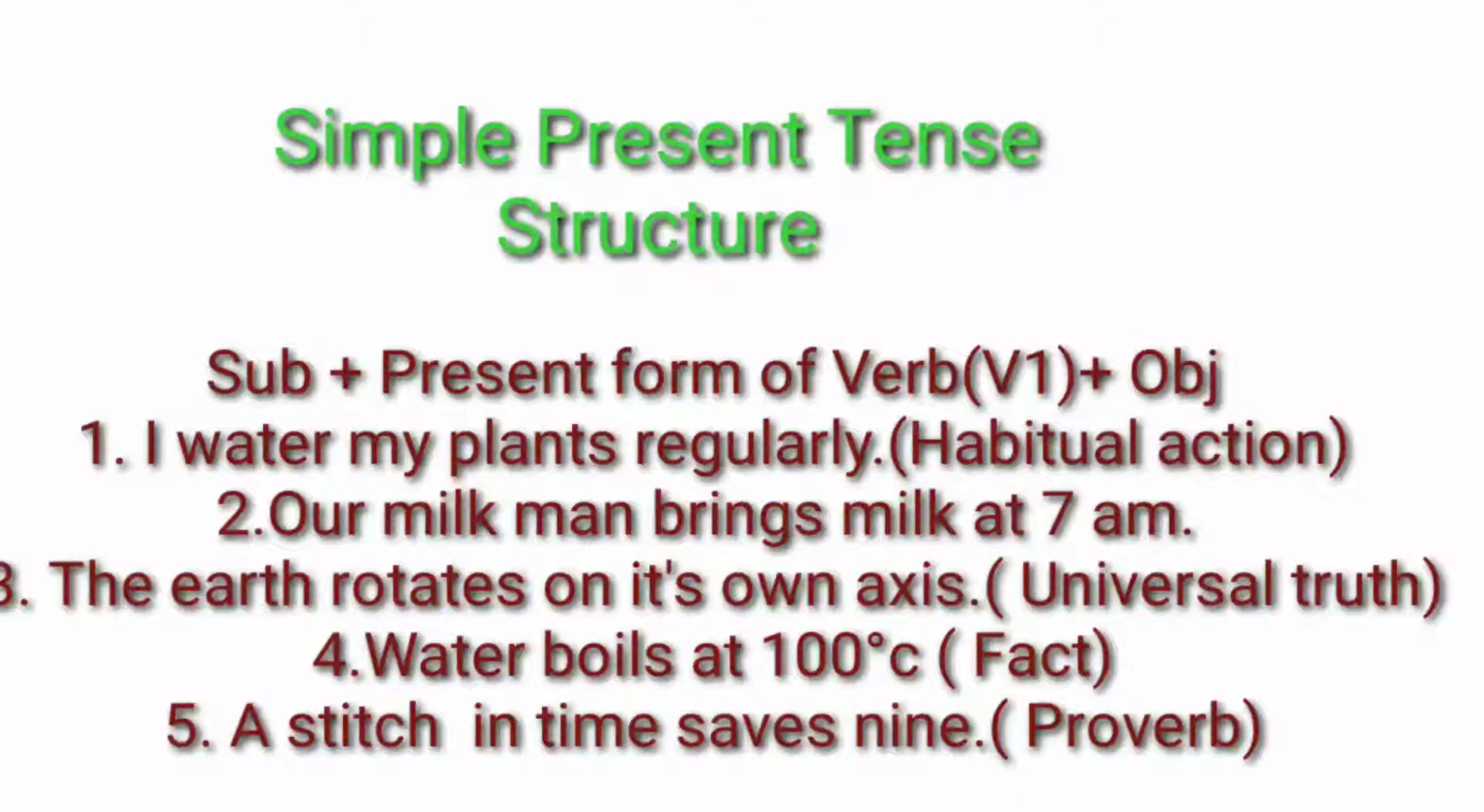Remember that. He waters plants regularly. She waters plants regularly. My mother waters plants regularly. So here, whenever we are talking about third person singular, then only we have to add S to the verb. Remember that. And negative forms also. I water my plants regularly. What is the negative form of it? I don't water my plants regularly.